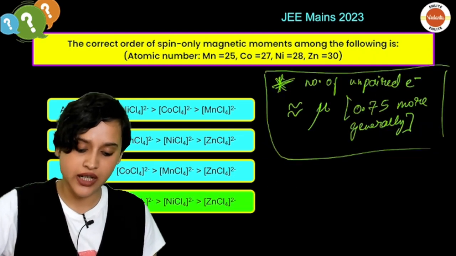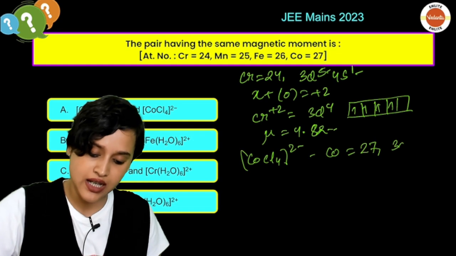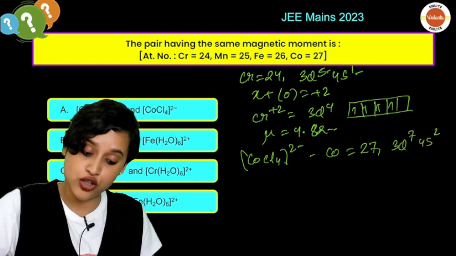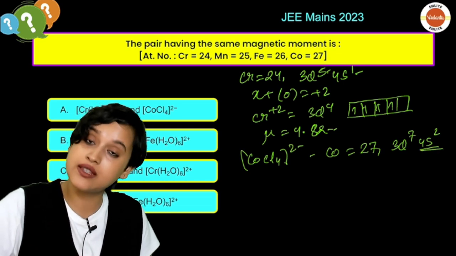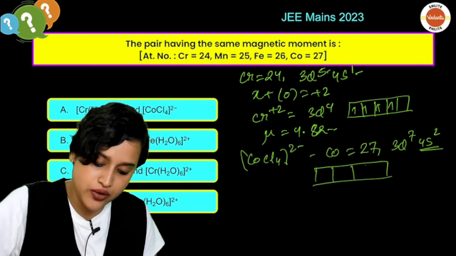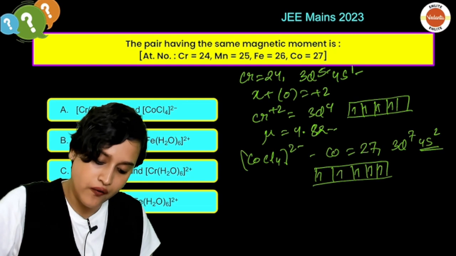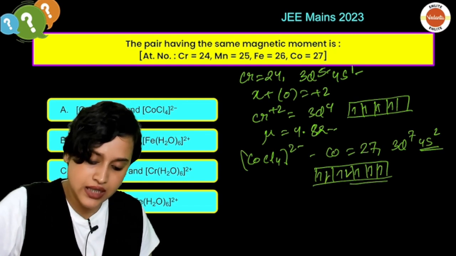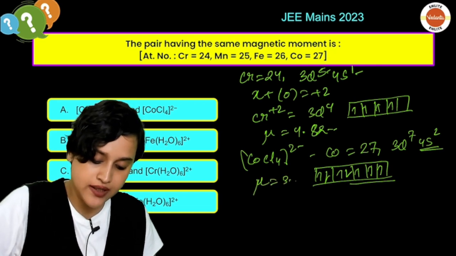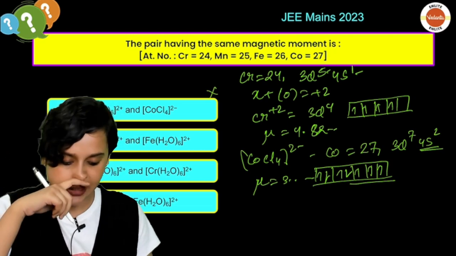Co has an atomic number of 27. 27 means 3d7, 4s2. I can clearly say that this will also be in the plus 2 state. So plus 2 means 4s2 gone. So 3d7: 1, 2, 3, 4, 5, 6 and 7. 3 unpaired electrons, so 3 point something Bohr magneton. Option A is definitely not the correct answer.